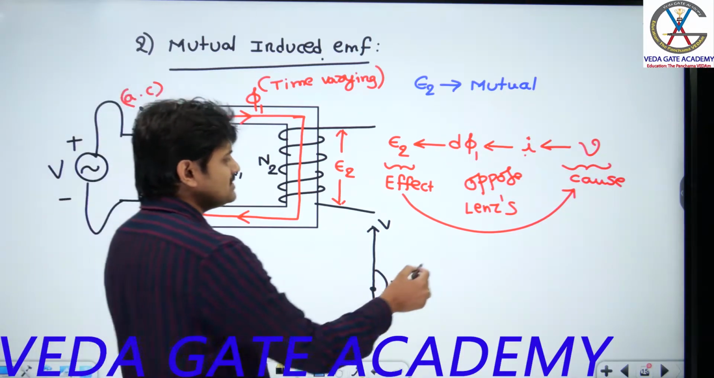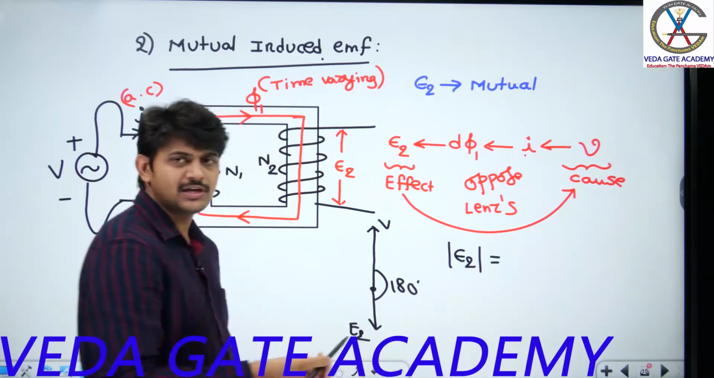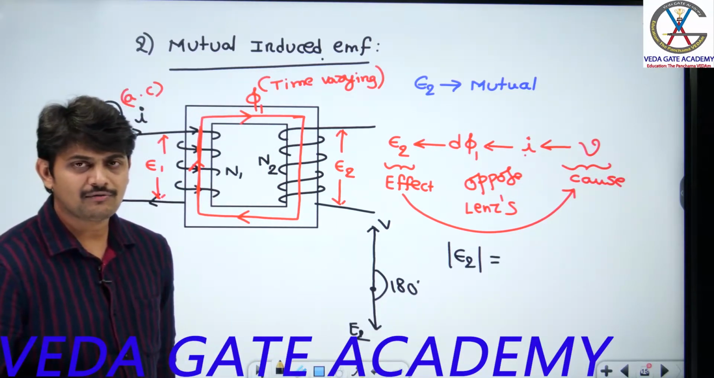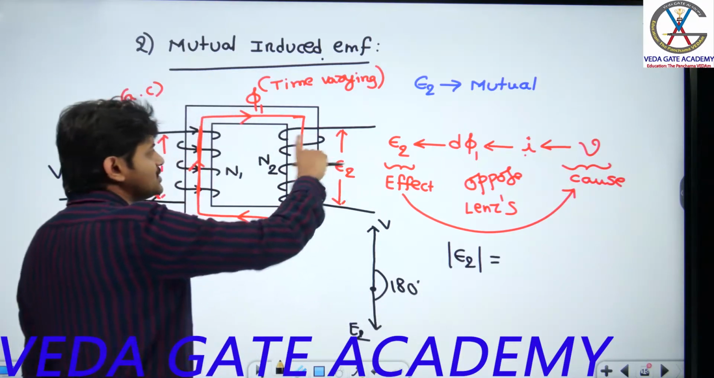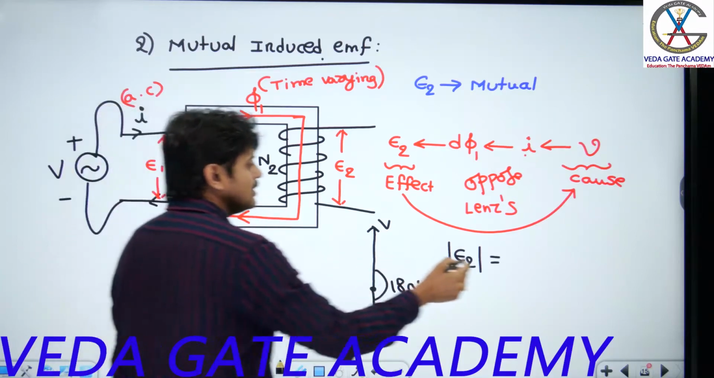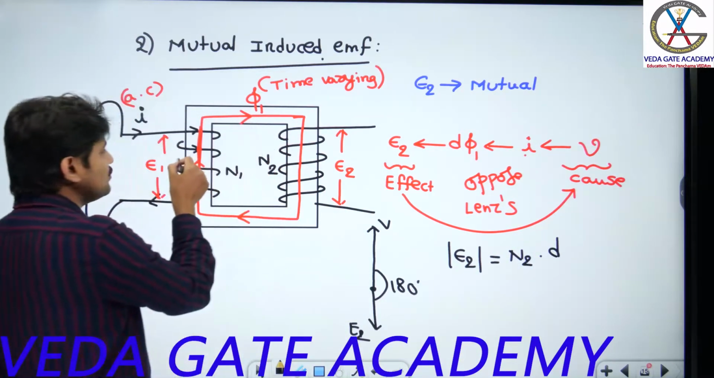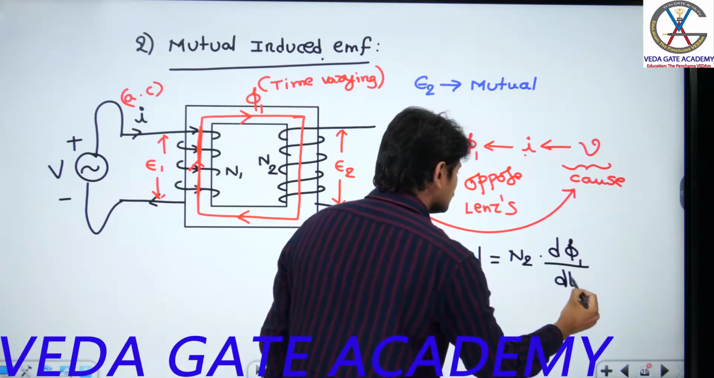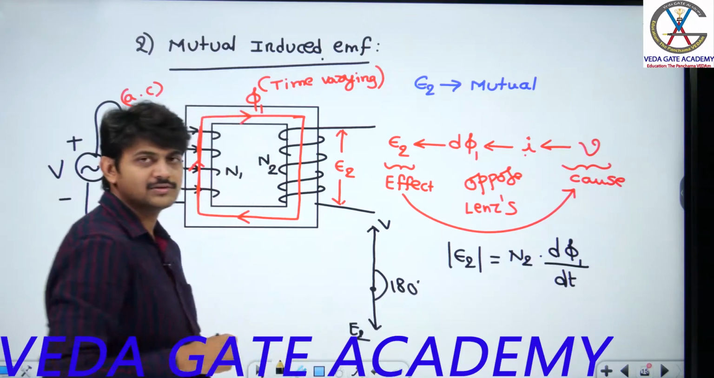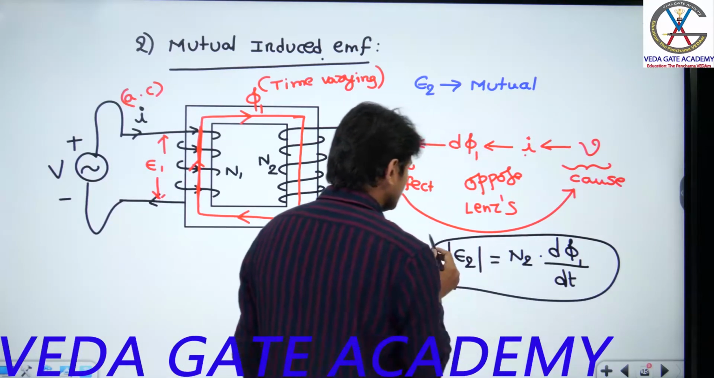Now can you tell me what is the magnitude of this mutual induced EMF? The magnitude of mutual induced EMF will also be obtained by using what? Faraday's second law. According to Faraday's second law, this EMF is induced across a coil of how many turns? N2 turns, into the flux because of this coil 1. So I am going to get d phi 1 by dt. So the formula for magnitude of mutual induced EMF is N2 into d phi 1 by dt. So this is one important formula.